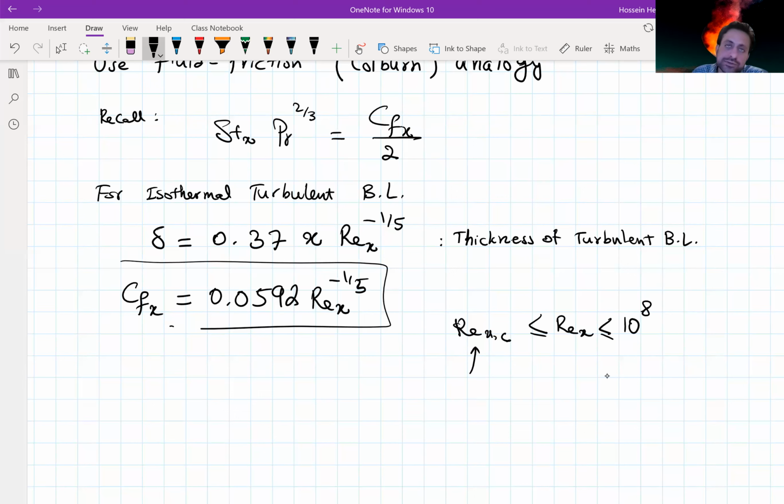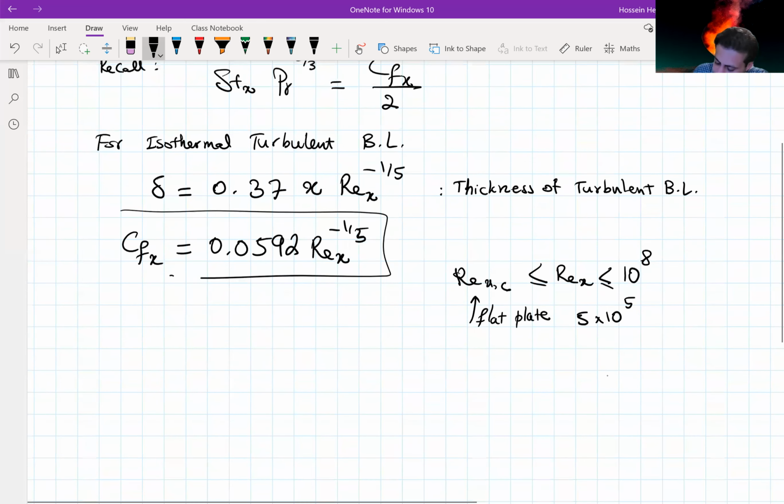And this critical Reynolds number for the transition from laminar to turbulent for the flat plate depends on the condition, but the widely accepted value, which we are going to use, is 5 times 10 to the power 5 for this flat plate. So that's the number that we are going to use.